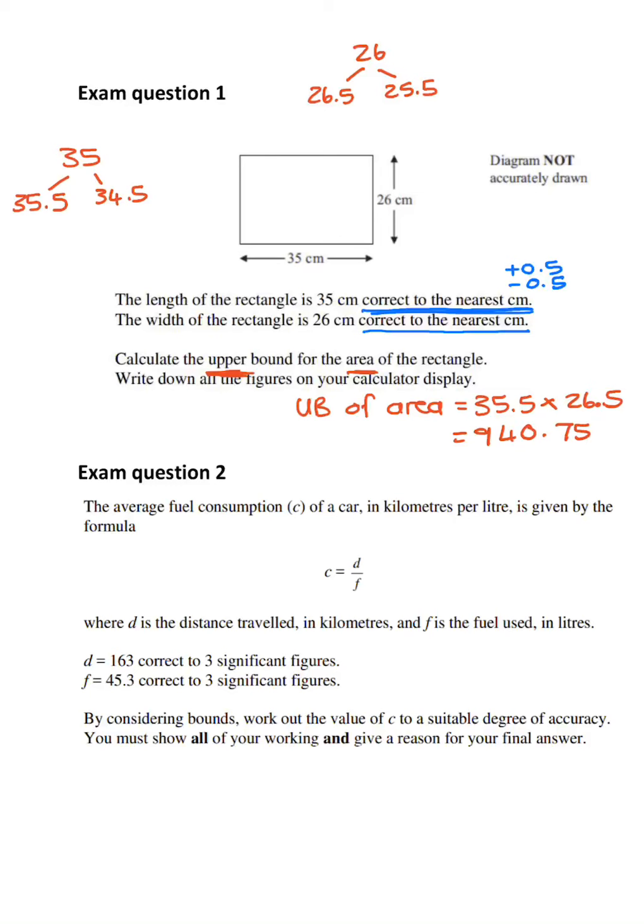Okay. Right, so before you have a go at exam question 2, I just want you to consider this. When you divide or subtract, things are slightly different. Because if I want you to get the biggest possible answer for D divided by F, think about whether you're going to use the upper bounds or lower bounds, or a mixture of the two. So pause this video and have a little go, and then I'll go through it.